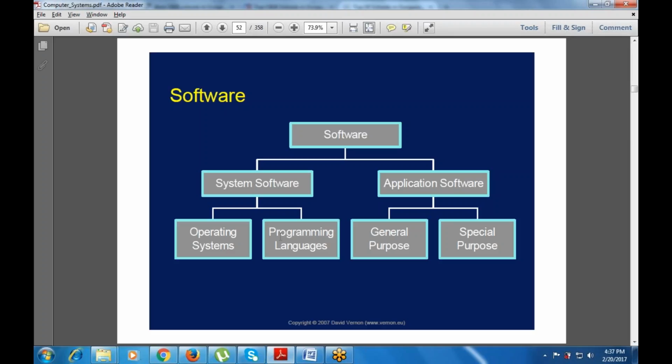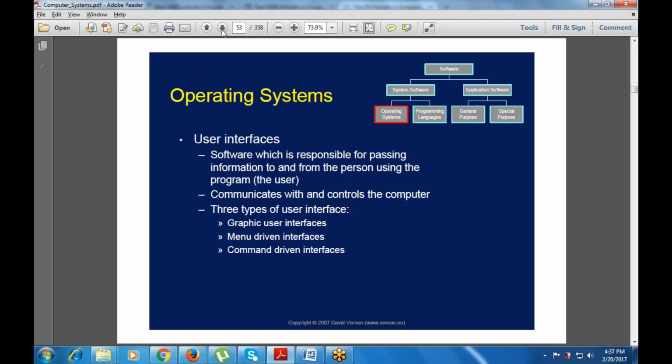Again, application software is divided into two parts: one is general purpose, one is special purpose. For example, the inventory management system comes under special purpose. So software is divided into two parts: one is the system software, one is the application software. The system software is the operating system and programming languages, and the application software is general purpose and special purpose.